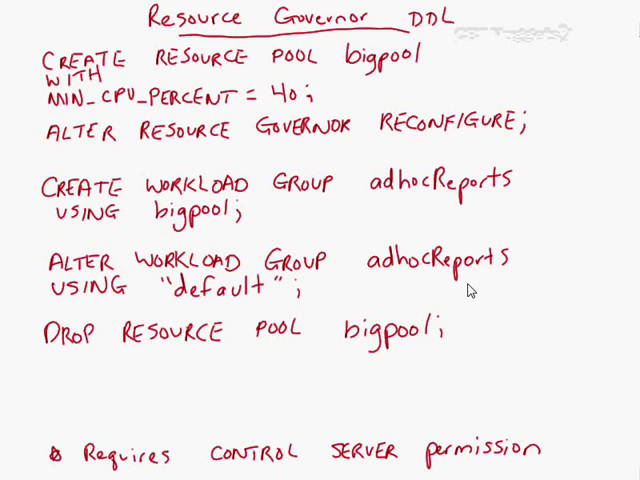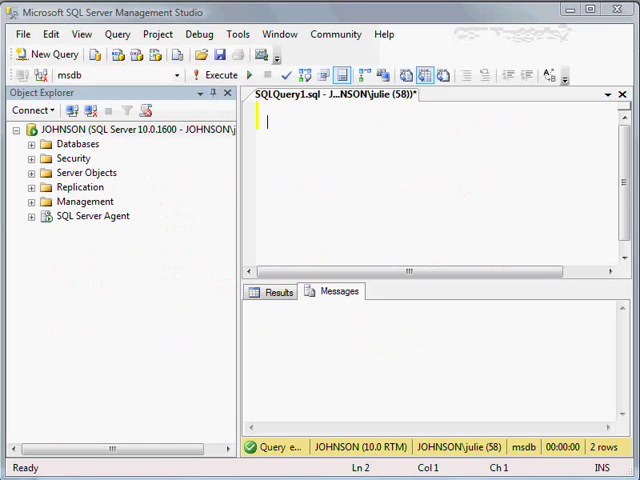If you want to drop a resource pool, you simply say drop resource pool and then the name. Now, this will not be possible if there are any workload groups associated with it. And also remember that you're not allowed to drop either the internal or the default resource pools. For you to issue any of these statements, it's going to require that you have the control server permission.